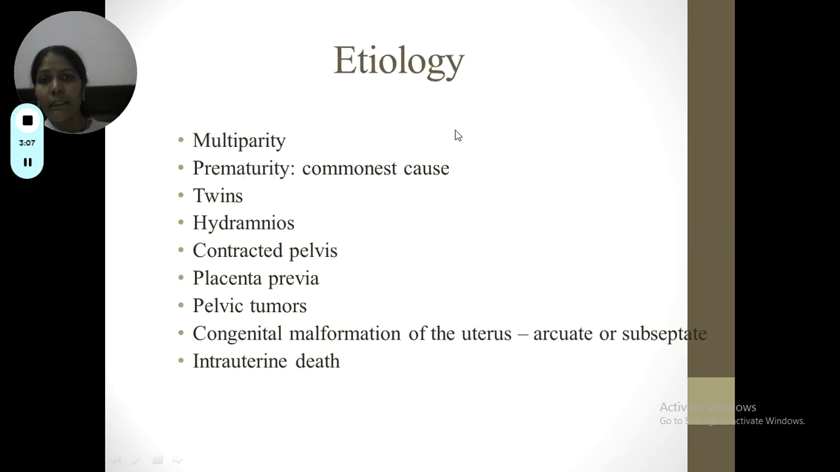Etiology. So what are the causes of transverse lie? Multiparity, as we have just read. Prematurity, that is one of the commonest causes. Twin pregnancy, second twin mostly will be in a transverse lie. Hydramnios, contracted pelvis, placenta previa, pelvic tumors, where there is no space in the lower segment. Congenital malformation of uterus, that is the arcuate or subseptate uterus, and intrauterine death.